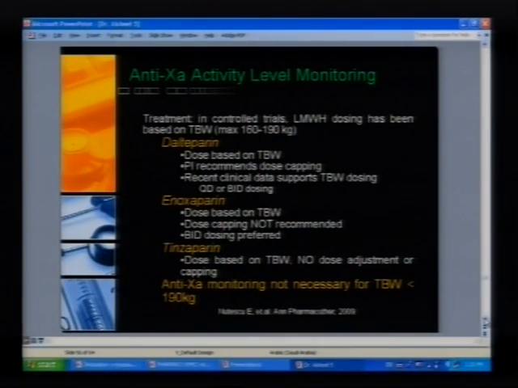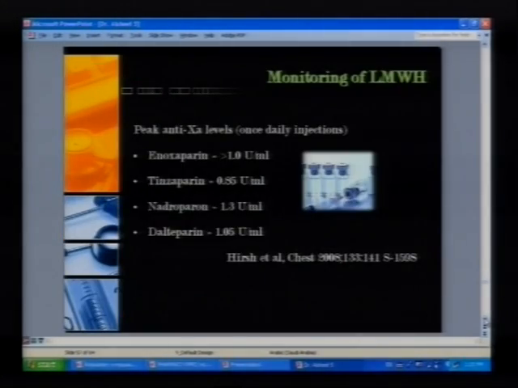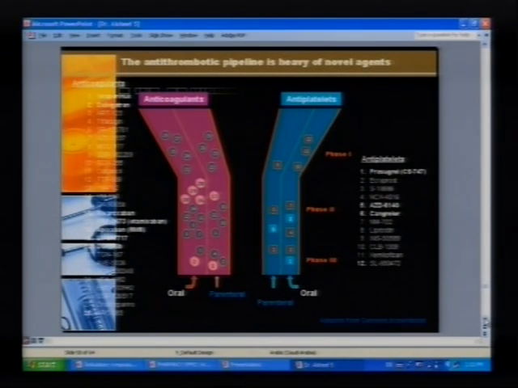And this is again the same. It is not the scope of this presentation right now, it needs a presentation per se. And this is monitoring for different low molecular weight heparins, but most of them have the same 0.5 to 1 or 1 to 1.5. And this is just the pipeline for new anticoagulants.